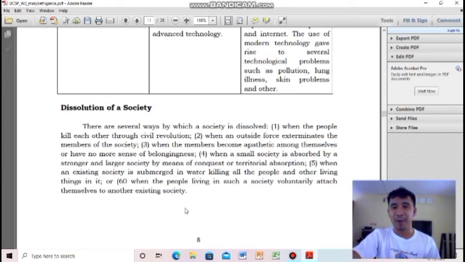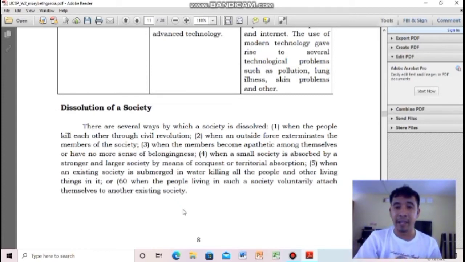Grabe naman niya. Kung malumsan ka mo or madula ang inyong society, no, inyong population, no, sa tubig. Example, ang Pilipinas, kita man nasubong sang madula kita sa mapa, then eventually madula man ang tao, kawan na istaran. Then, next will be when the people living in such a society voluntarily attach themselves to another existing society.